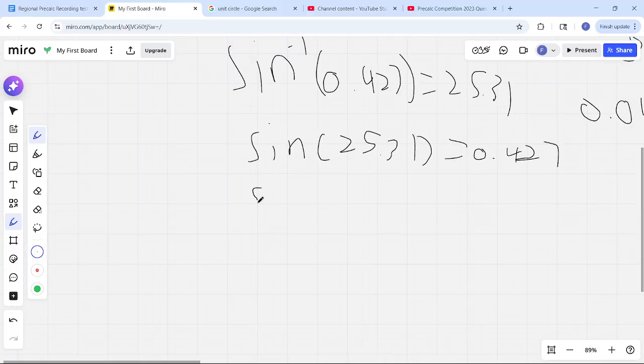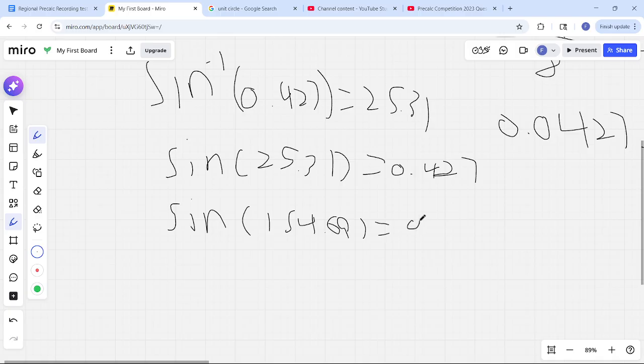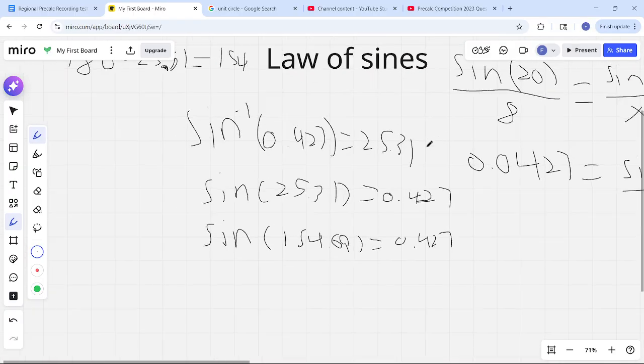we can put that. And again, the way you check this is by saying that sine of 154.68 is also going to be equal to 0.427. So both of these are going to equal it. So it's like, okay, which angle do we want to use? And this is the part where you have to kind of conceptualize it.